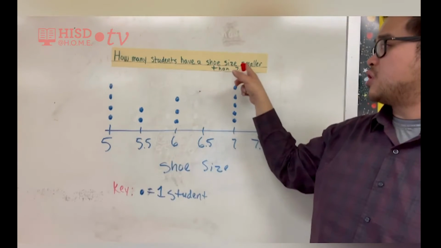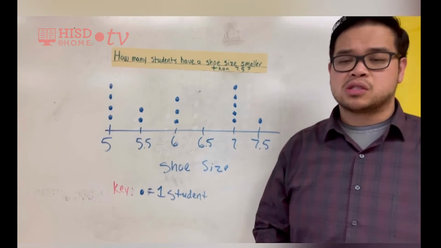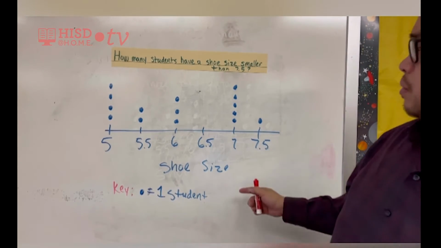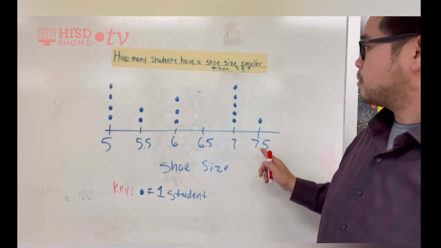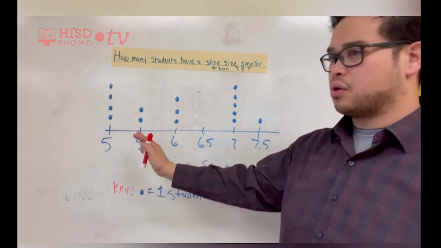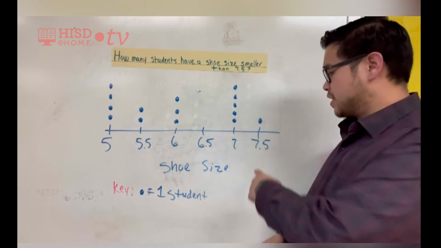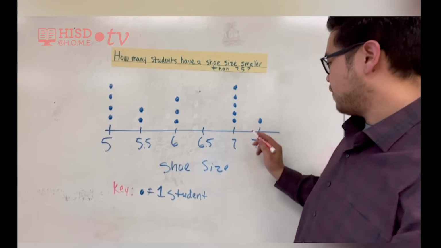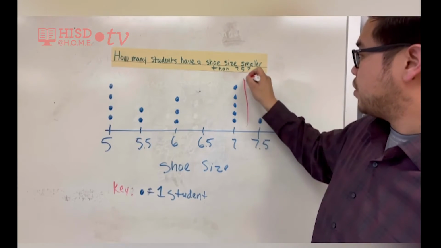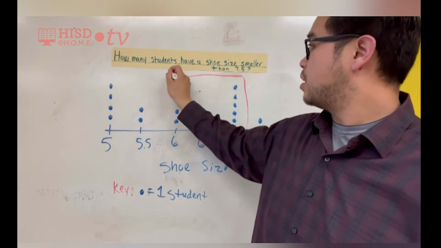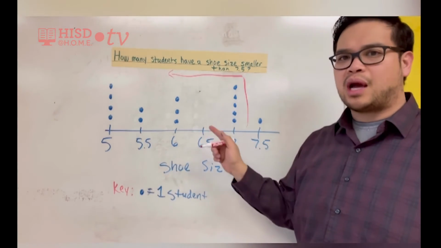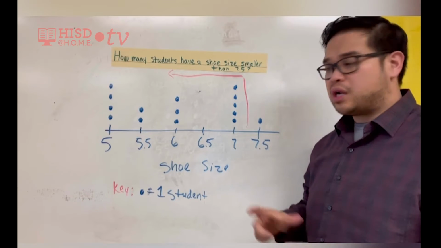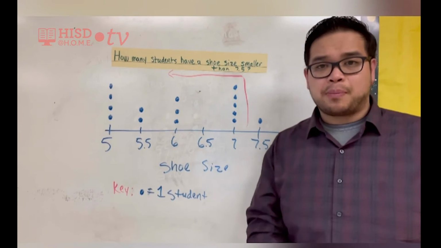How many students have a shoe size smaller than 7.5? So let me step back so you can look at this from a full perspective. So we have 7.5 here. We want to know how many students have it smaller than 7.5. So we're not going to count the 7.5. We want to know what's smaller than 7.5. So I have to look at everything from here all the way here, anything that's on that side of the red line. I'm not going to include this 1 dot here because that's not part of what they're asking.